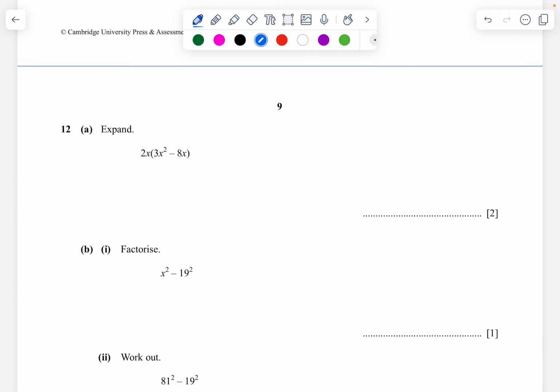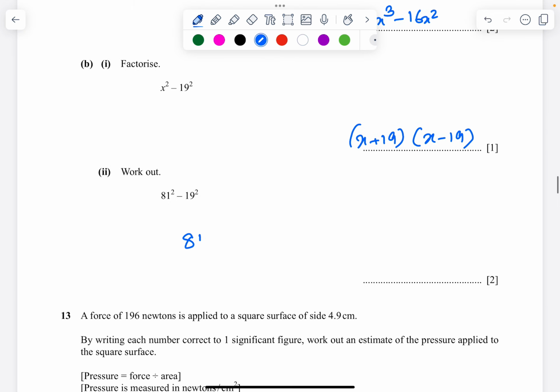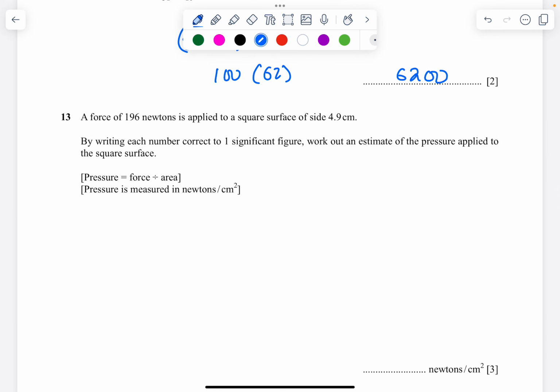Expand. So 2x times 3x square is 6x cube minus 16x square. Factorize. This can be written as x plus 19 times x minus 19. And this one, 81 plus 19 times 81 minus 19, which is nothing but how much? 100 times 62, 6,200.